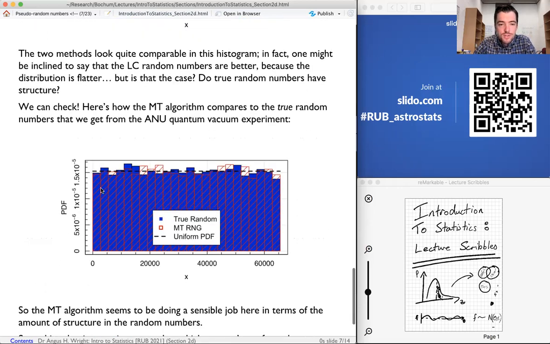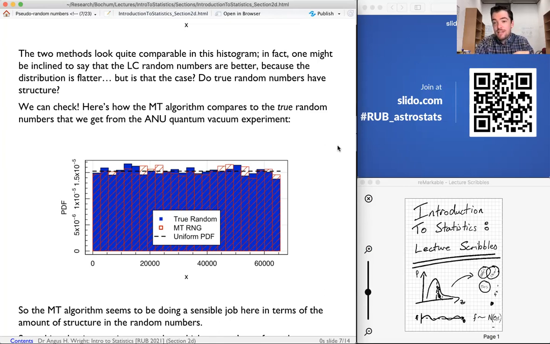And what we end up with is this. So the true random numbers are now shown in the back in blue, and the MT random numbers are now shown in red. And these are much closer. So it turns out that our linear congruency random number generator was actually generating numbers that were too evenly distributed to be random, which is not necessarily intuitive, right?